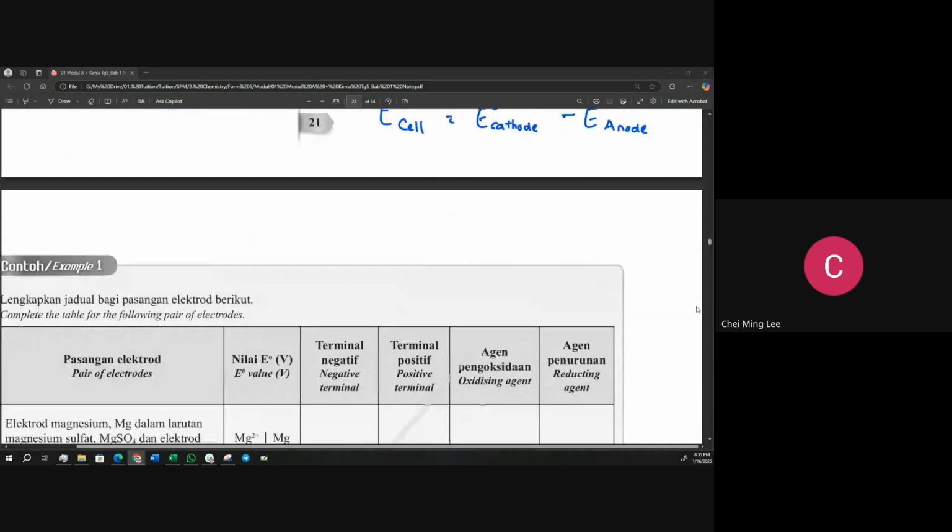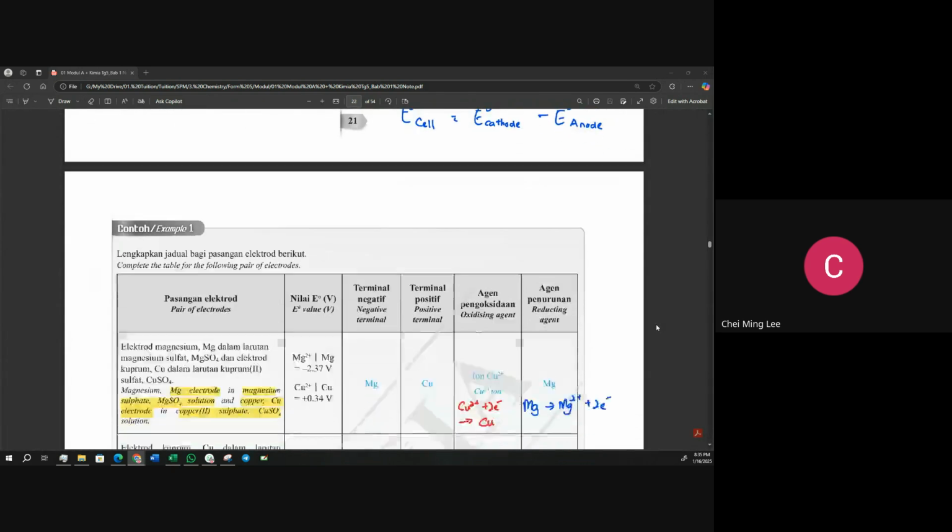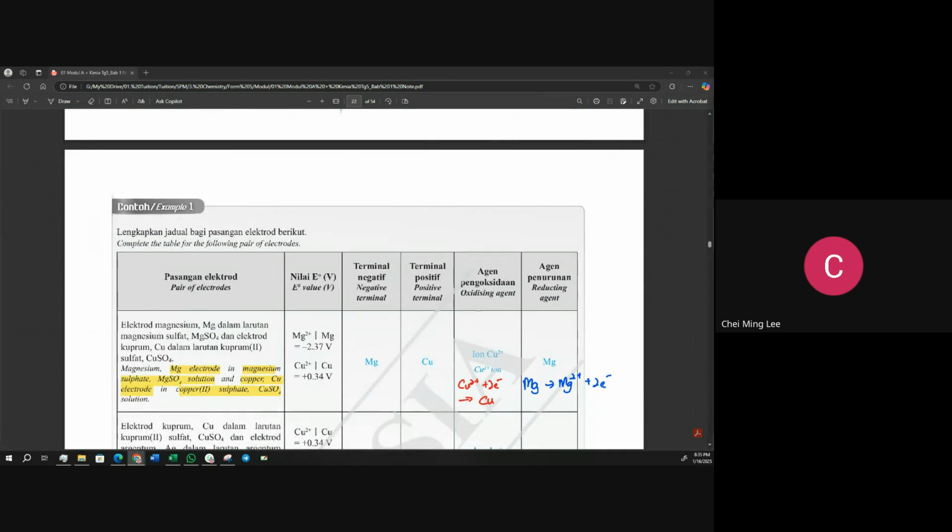So let's see the first example. Now a magnesium electrode in magnesium sulfate solution, and a copper electrode in copper 2 sulfate solution. So magnesium, the value is negative 2.37. This one is positive 0.34.